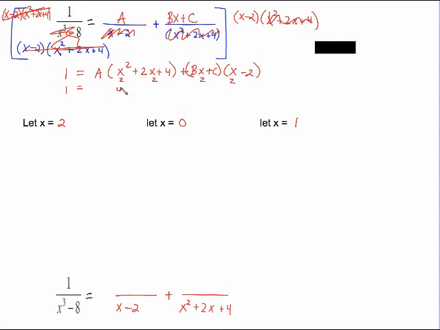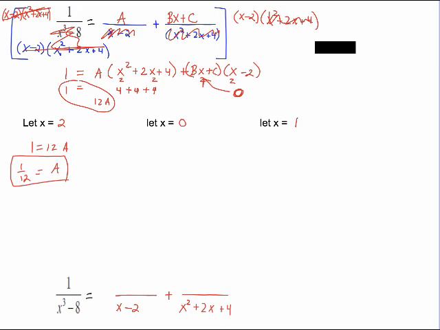2 squared is 4. 2 times 2 is also 4. Plus that 4 gives me 12 times a, which is 12a. So that gives me 1 equals 12a plus whatever happens over here. But this is nice. 2 minus 2 is 0. 0 times that part gives me 0, so all of that goes away. So all I have is 1 equals 12a. Divide both sides by 12. So we have an a value of 1/12.